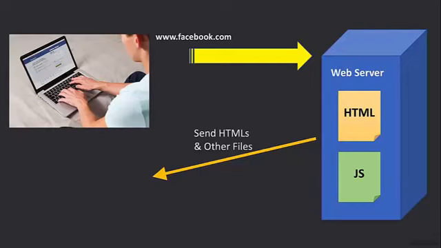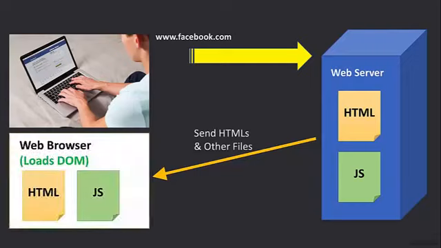And the browser application that's running on the user's computer, that's the thing that basically gets all those files and loads them up. So based on what the browser receives, it loads the HTML file into something called the DOM, D-O-M, which stands for Document Object Model.